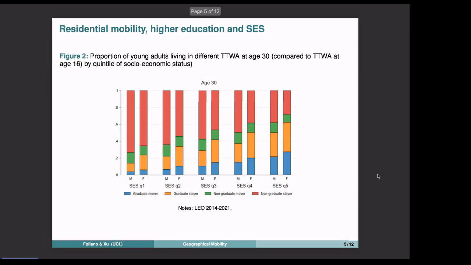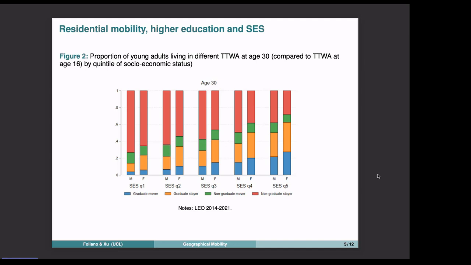This is interesting, but in order to understand whether migration might hinder social mobility, we need to understand who are the individuals who move and where they go, and whether they gain from this move. So here I present the proportion of movers by higher education status. This is for age 30, so all individuals in LEO who are age 30. It shows the proportion of movers by higher education status for each quintile of the distribution of the socioeconomic status of their background, measured when they were 16.